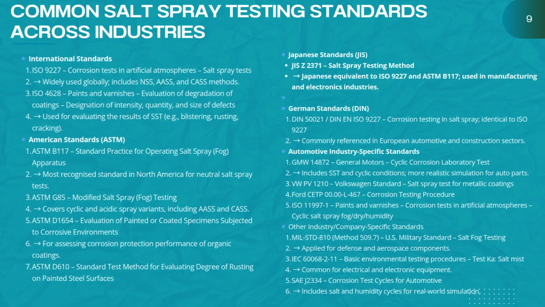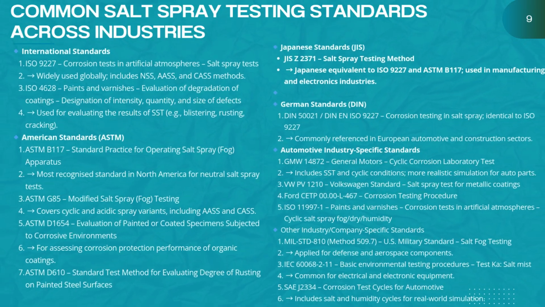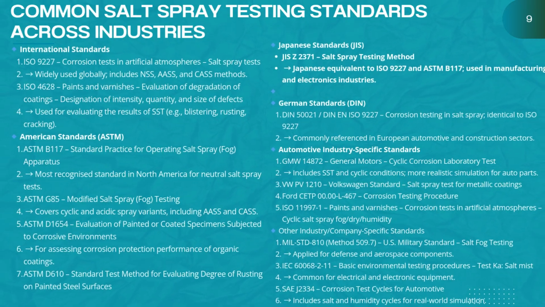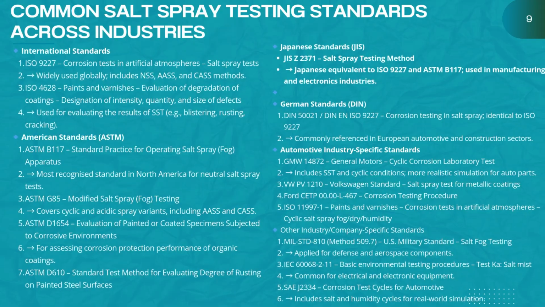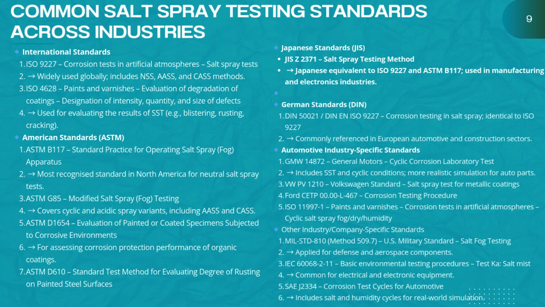This slide highlights the wide range of standards used globally for salt spray testing. Starting with international standards, we have ISO 9227, which is the core guideline for conducting salt spray tests like NSS, AASS and CASS. ISO 4628 complements this by helping evaluate coating degradation, such as blistering or rusting.